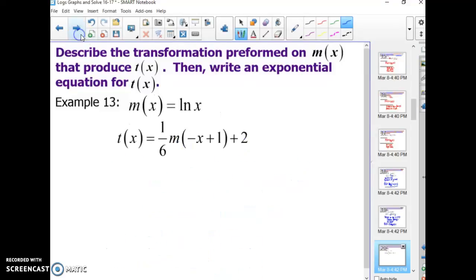Last one. Okay, I have a 1/6. That's going to shrink it. Shrink by 1/6. The plus 2 is going to go up 2 units.